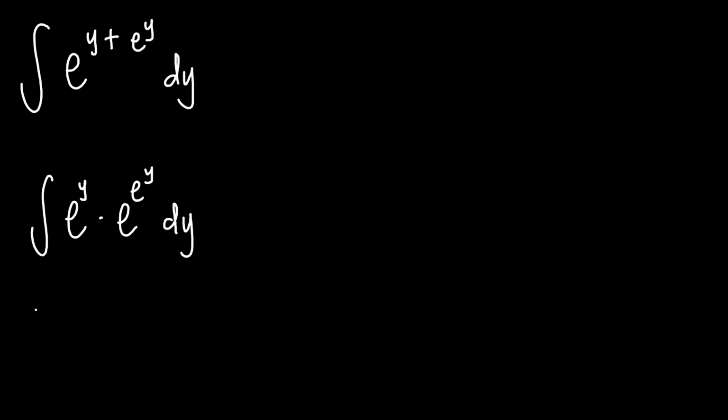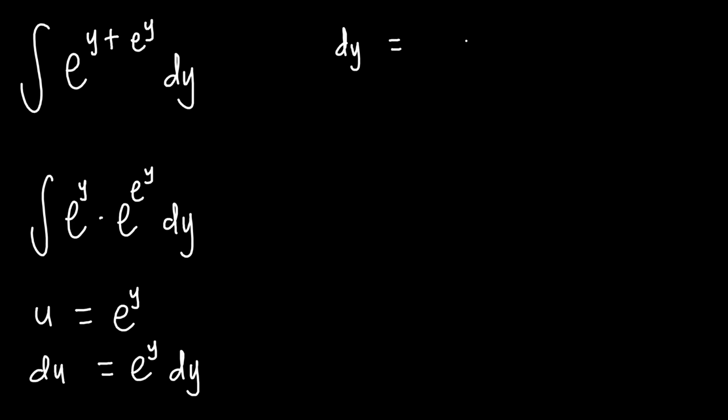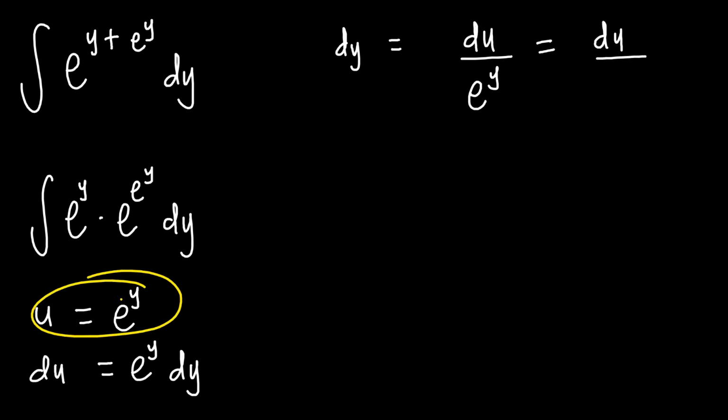And at this point we can set u to be equal to e to the power of y. If we differentiate this, du will be equal to the derivative of e to the power of y, which is e to the power of y times dy. And so dy will be equal to du divided by e to the power of y, which is also the same as du divided by, now we set u to be equal to e to the power of y, so this will be divided by u.